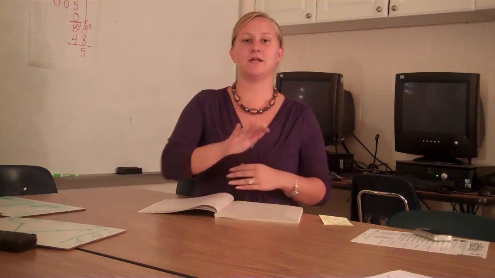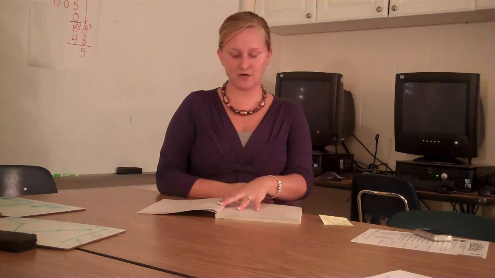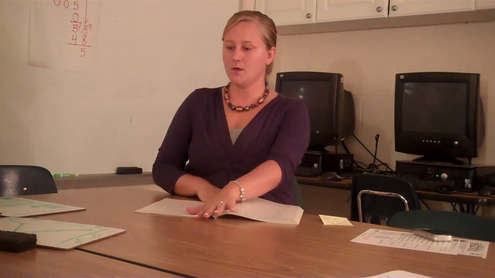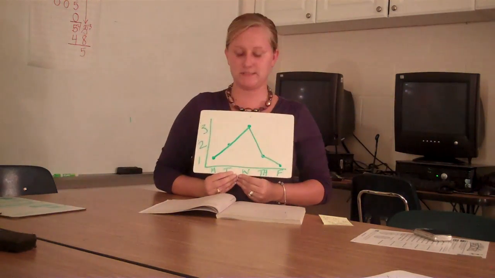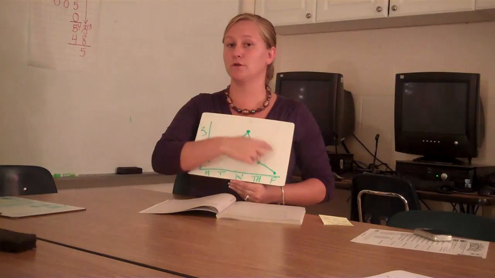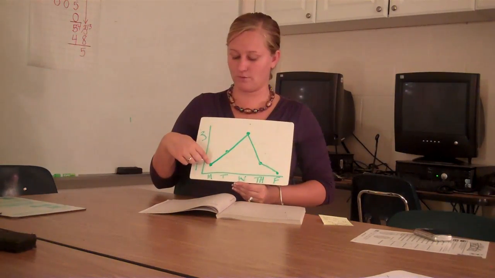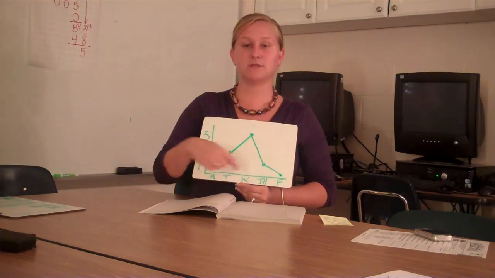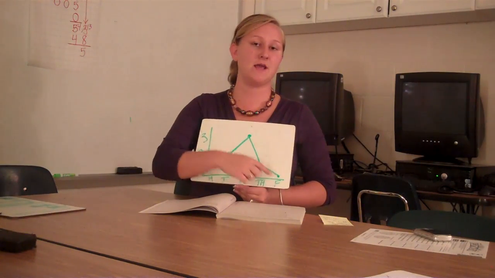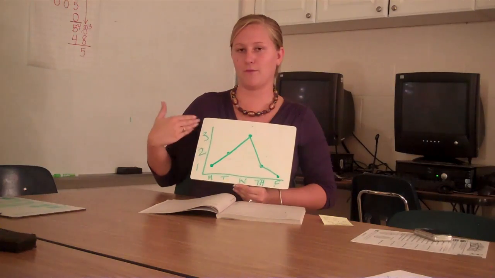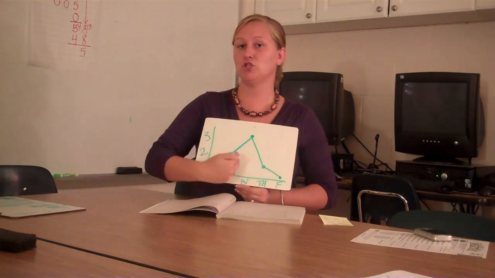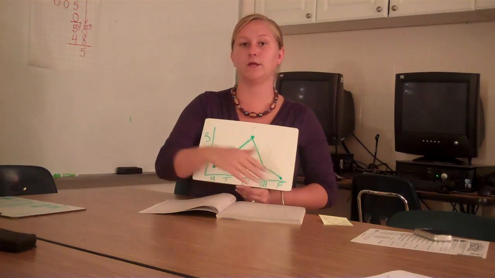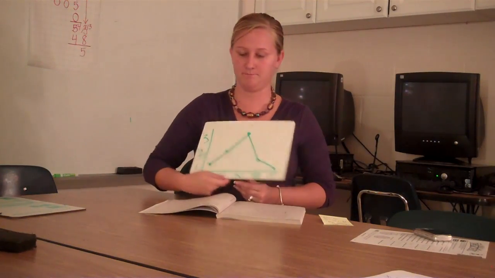If you want to go ahead and turn your Buckle Down book to page 173. A line graph is the very first one that you're going to see. A line graph shows change over time. This graph is showing the hours that somebody traveled throughout the week. So it's saying Monday, Tuesday, Wednesday, Thursday, Friday, and the amount of time that they traveled. So it's showing the change of the travel time throughout the week. So it's showing change over time.